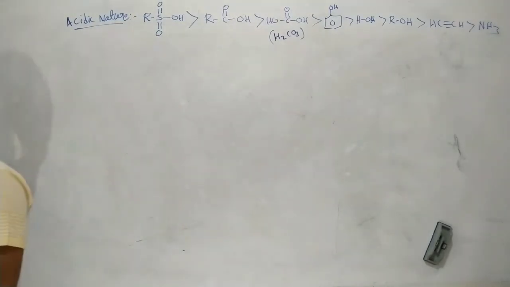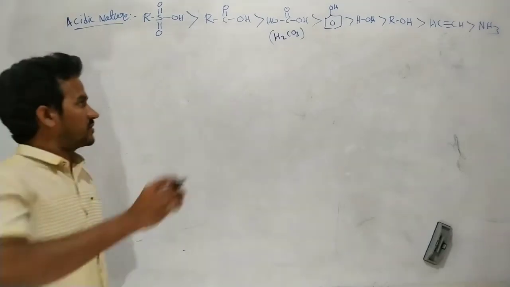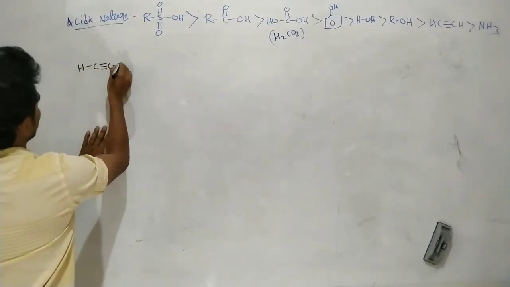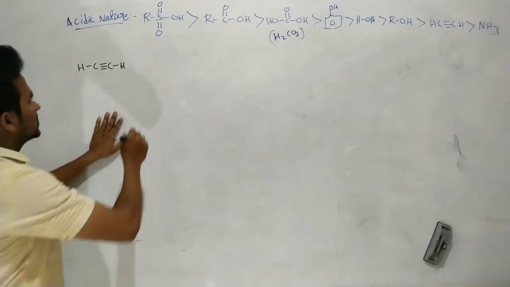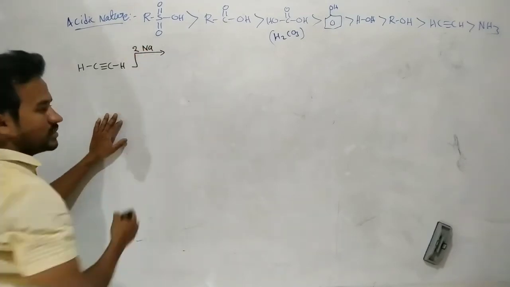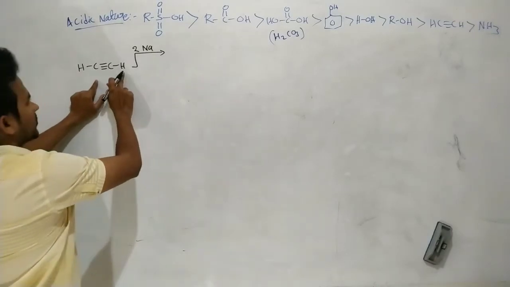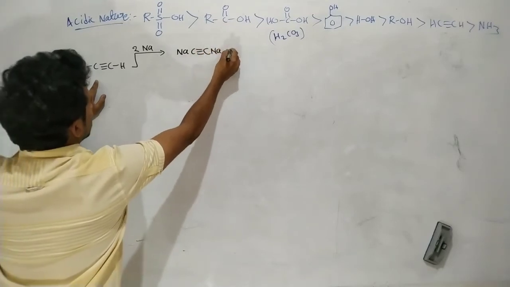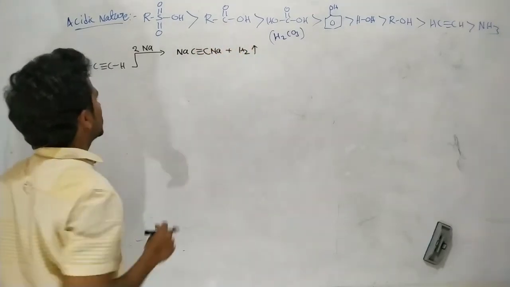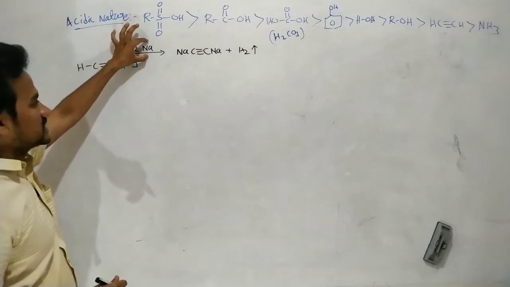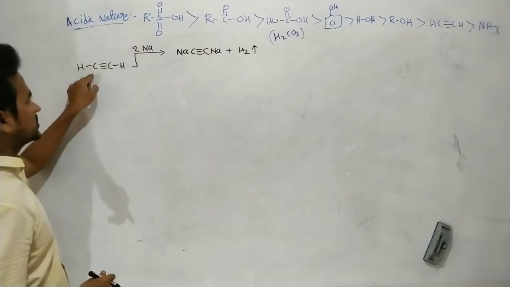Now let us discuss the reactions of these acids with the bases. First I am taking acetylene. This acetylene on reaction with sodium, which is an alkali metal, reacts at its acidic hydrogens. An acid base reaction takes place, giving NaC triple bond CNa and H2 gas. The production of H2 gas shows a successful acid base reaction. Here sodium is the basic part, and acetylene has acidic hydrogens.